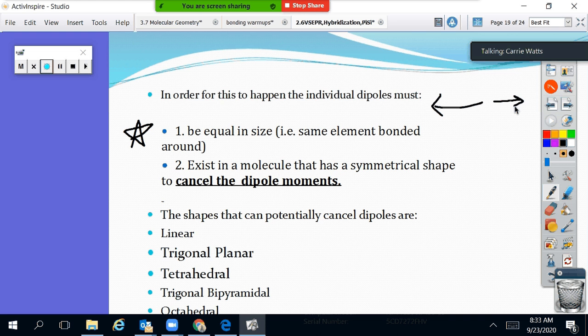Okay, they exist in a molecule that has a symmetrical shape to cancel the dipole moments out. Okay, and these are the shapes, you can look at your VSEPR sheet to confirm, that can cancel out dipoles: linear, trigonal planar, tetrahedral, trigonal bipyramidal, and octahedral. Those are the ones that can cancel out dipoles.